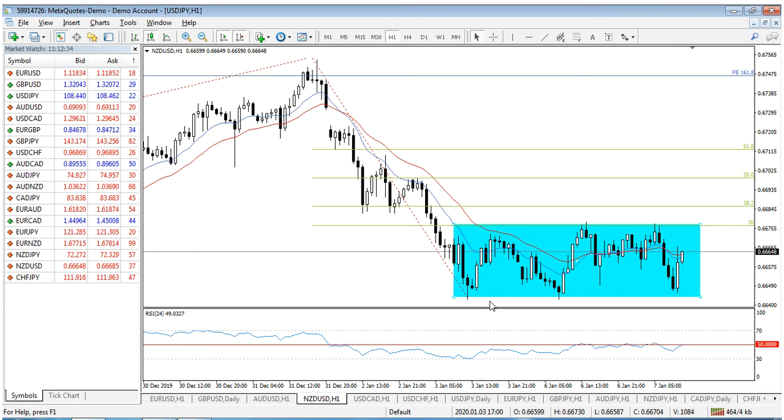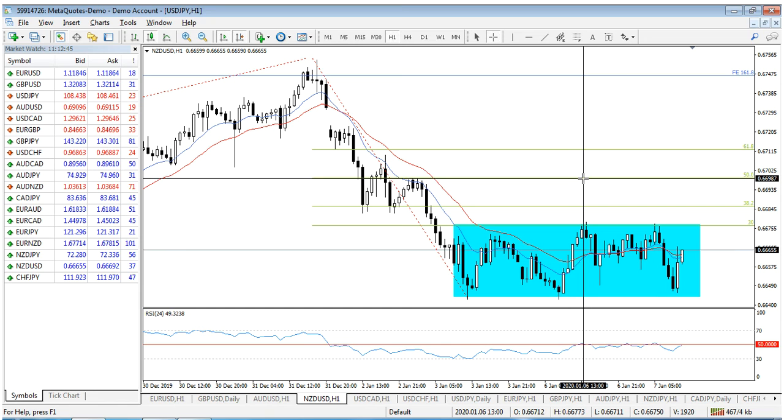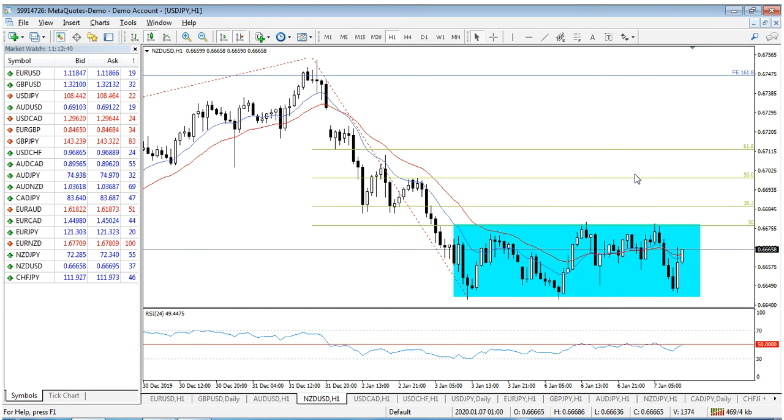And this range seems like it's going to be broken to the upside rather than the downside, and the next destination will most probably be this 0.67 area. So we'll be watching the development. We have already taken profit from our New Zealand dollar sell position today, and we'll be watching for further development. So that's all about the New Zealand dollar.